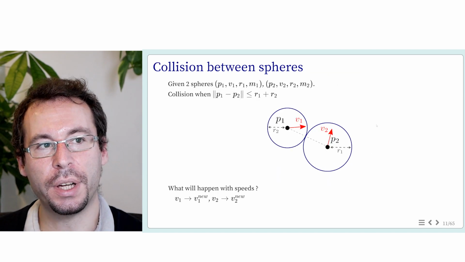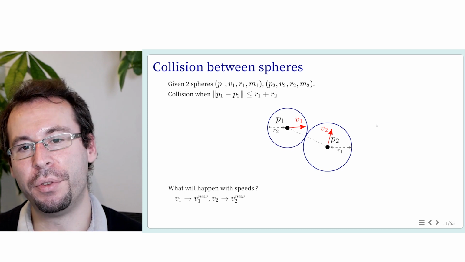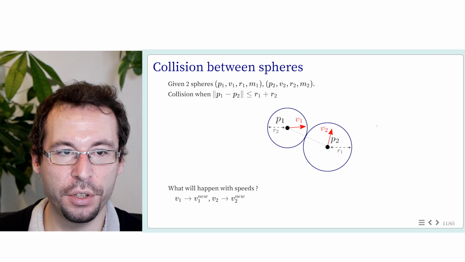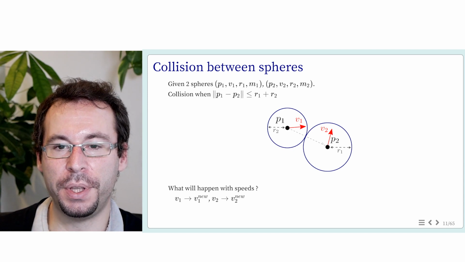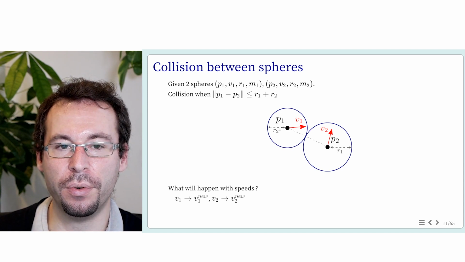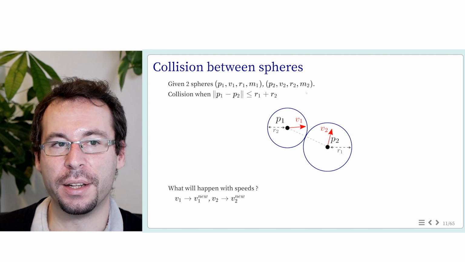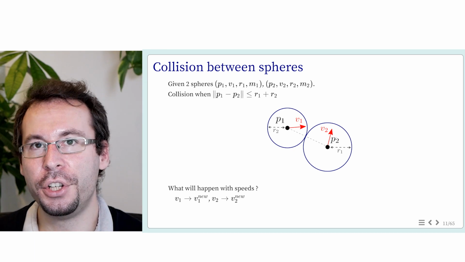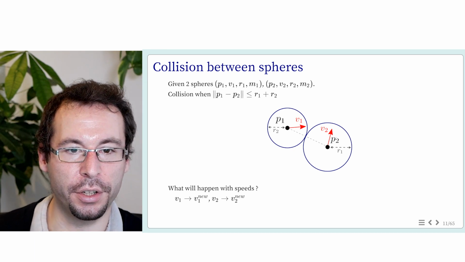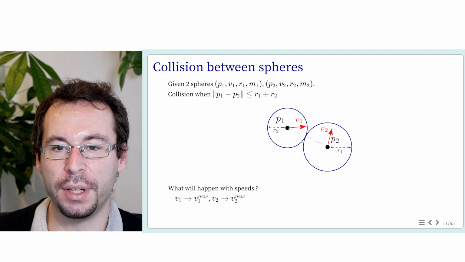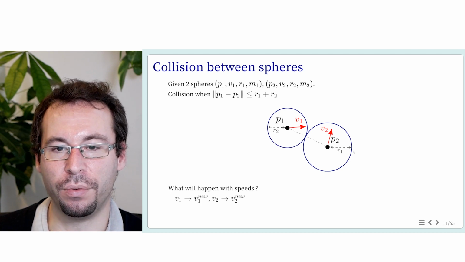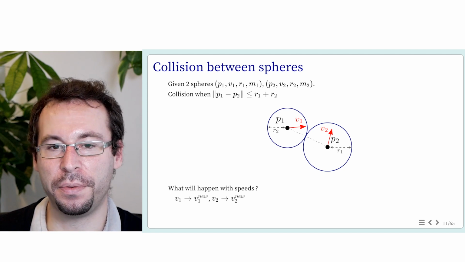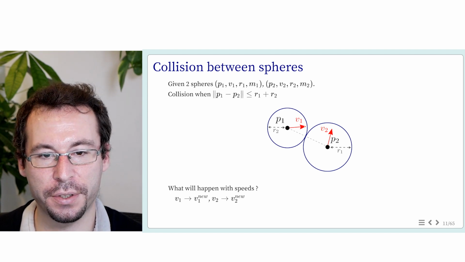And now if you want to tackle the fact that there is collision not only between a sphere and a plane, but also between the spheres together. So now we need a model where we have two spheres with positions P1, P2, speeds V1, V2, they have radii R1 and R2, and masses M1 and M2, and detecting the collision is quite simple. I can just check if the norm of P1 minus P2 is greater than R1 plus R2. And if it's not, then it means that my two spheres are in collision.